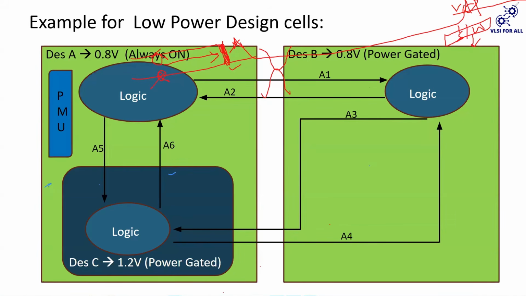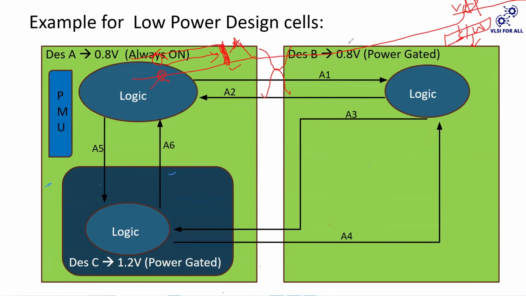Guys, understood? Yes, ma'am. Now A2. Guys, answer it. I want an isolation cell. Isolation is needed because the signal is going from less on to more on, because design B is power gated, which means it can be off. When B is off, A is still on. So you need an isolation cell so that it does not receive any metastable value. It does not lead to a metastable condition. It does not receive any random value.